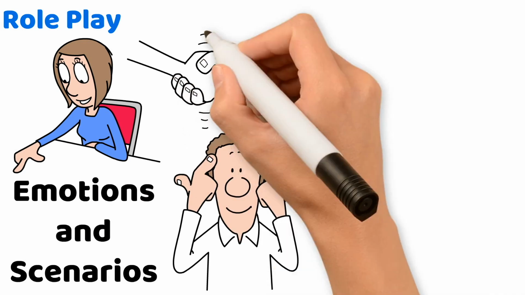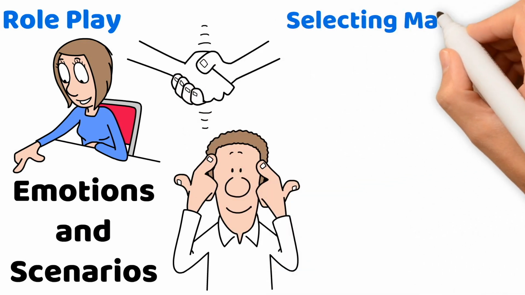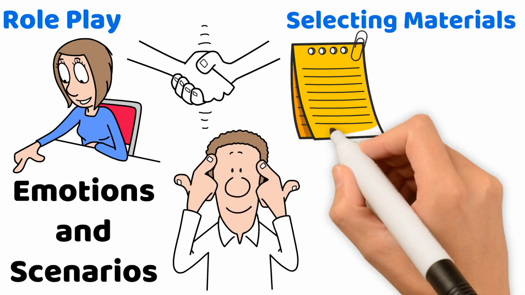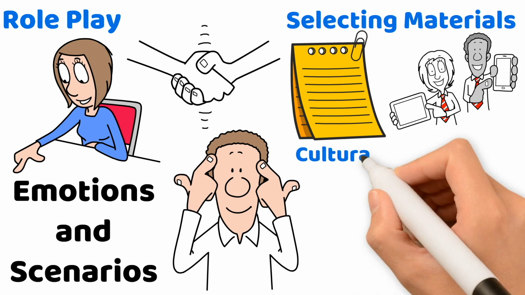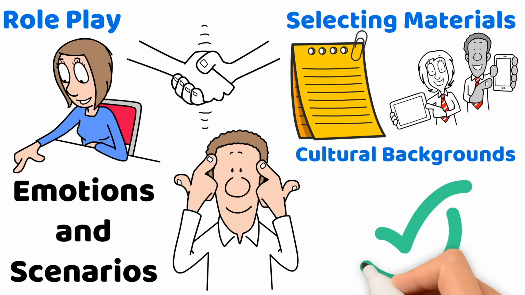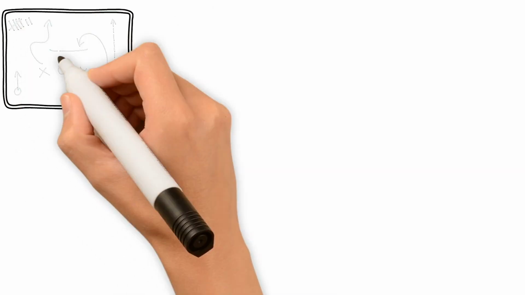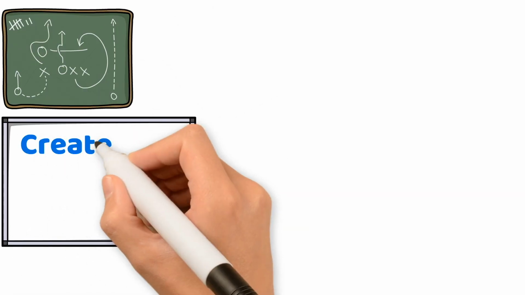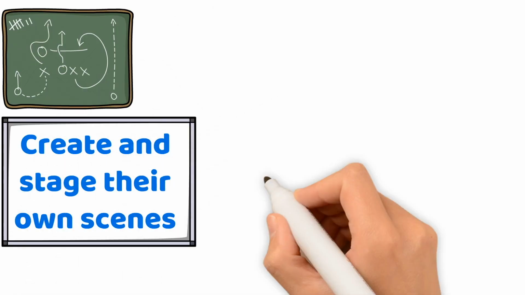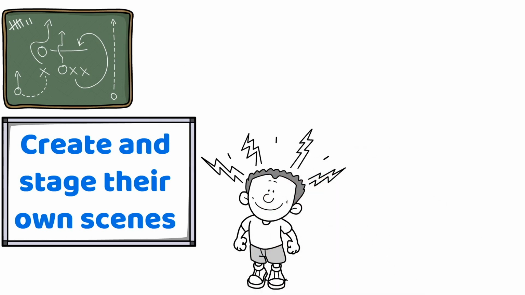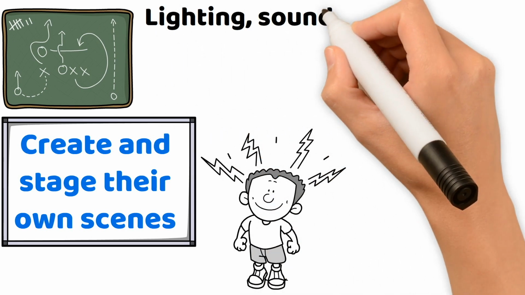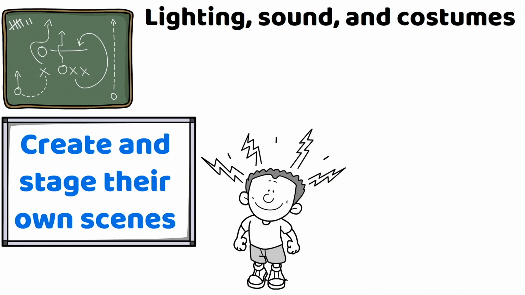in a supportive environment. In selecting materials, choosing scripts and play texts that resonate with your students' ages and cultural backgrounds ensures that they remain engaged and find personal relevance in the material. When designing activities, having students create and stage their own scenes lets them apply their knowledge practically, using elements like lighting, sound, and costumes to bring their visions to life.